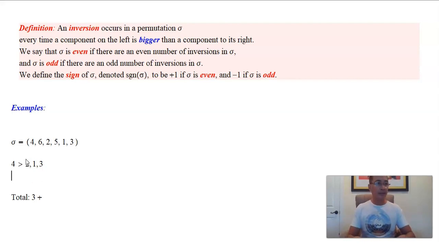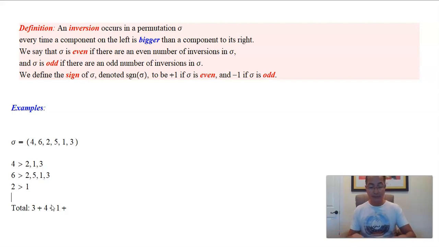So who is next? 6 appears next. 6 is greater than 2, 5, 1, and 3. Yes, 6 is the biggest number, so any number to the right of 6 will produce an inversion. So there are now 4 more inversions because of 6. Next, what about 2? Well, there's only one number smaller than 2, and 1 is to the right of 2. So we have 1 more to account.